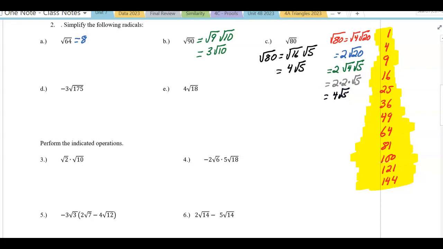If you find the perfect square that is the largest, like in this case the 16, you get the answer a little quicker, but not necessary.